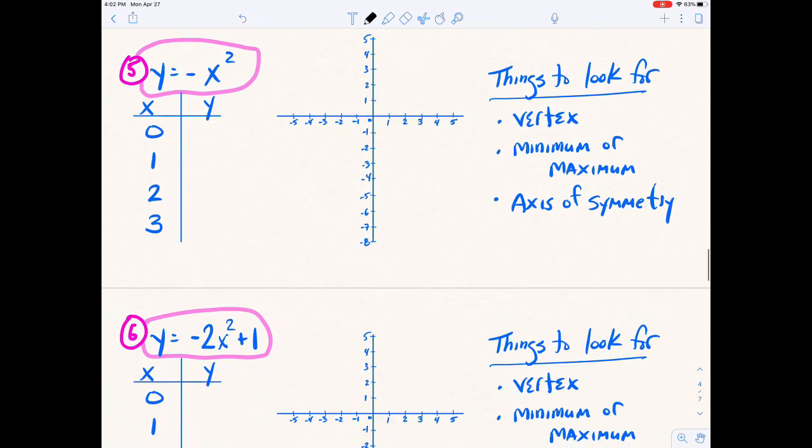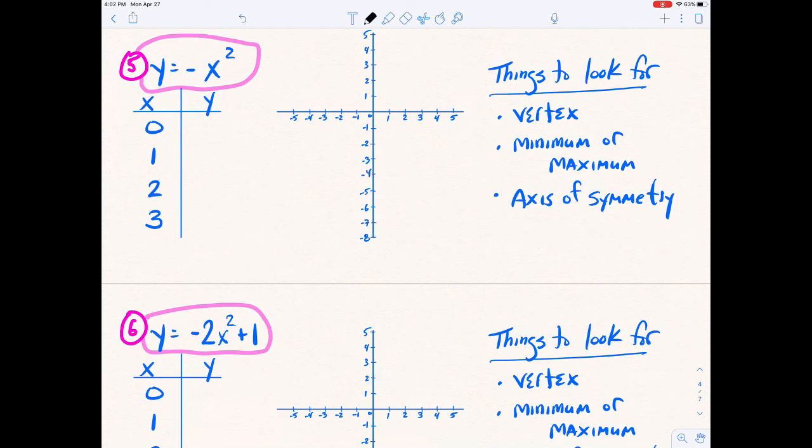I'm going to move down to number 5. This one is the first one. Now, if you've played around with Desmos, you might recognize that that thing being negative means it's going to open downwards. Means it's going to look more like an umbrella than it did like a cereal bowl on the ones above. Watch this. So 0, y equals negative 0 squared is negative 0. That doesn't make any sense, so just 0. Y equals negative 1 squared is negative 1. Negative 2 squared is negative 4. And negative 3 squared is negative 9.